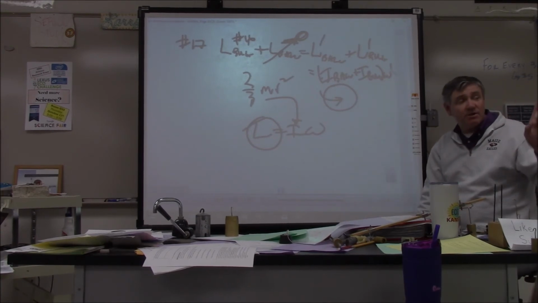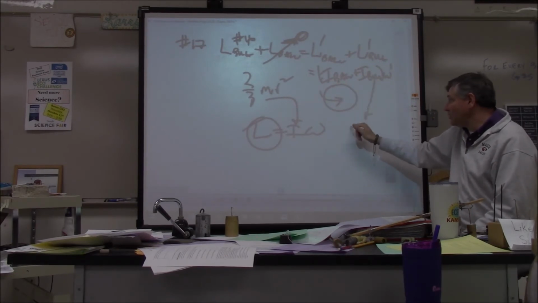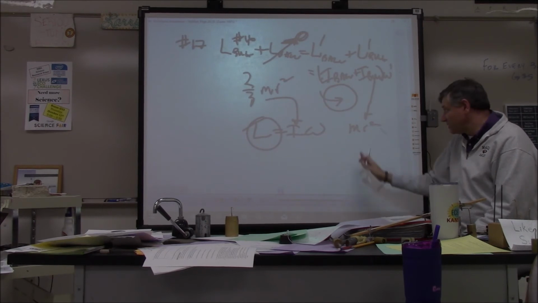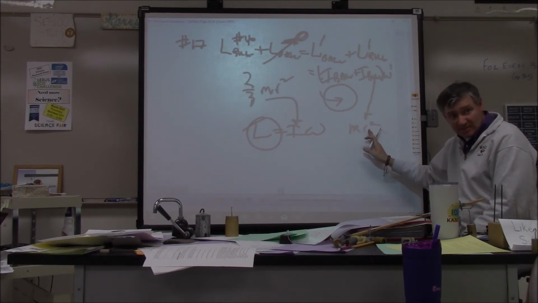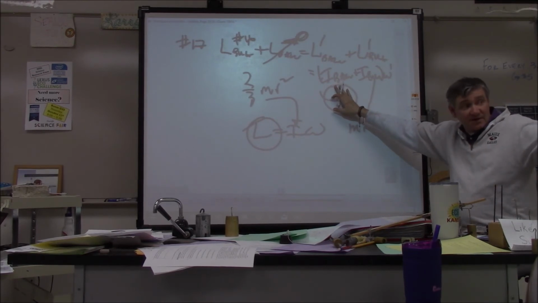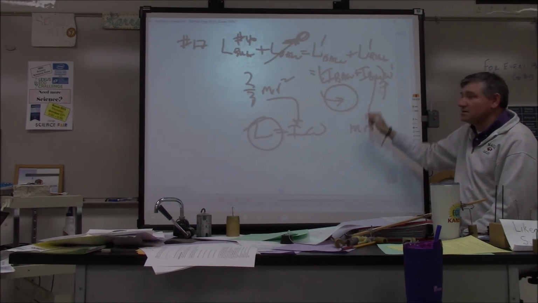Now, I tell you to treat the bug as a point mass. So treating the bug as a point mass, you're going to use mr squared. So you've got the mass of the bug, the radius of the bug. You already know the I of the ball because you found it up above. So the only thing you don't know is omega prime.